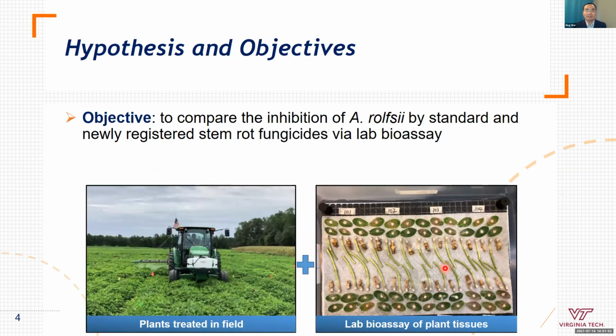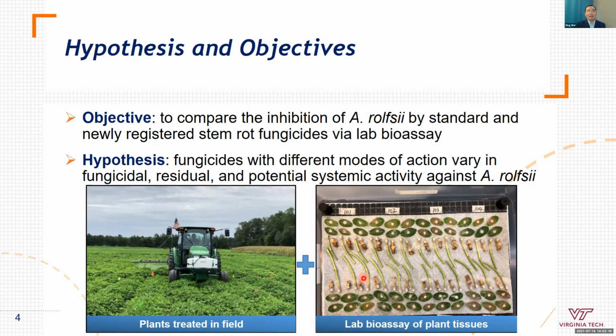In the past years, several new products have been labeled against stem rot, and we have tested them in our field efficacy trials, but we want to learn more about their chemistry. Thus, this study is designed to compare the inhibition of rolfsii by standard and newly registered products through a lab bioassay. Basically, we treated the plants in the field and brought them to a lab for the bioassay. We hypothesized that fungicides with different modes of action will vary in their performance and activities against rolfsii.